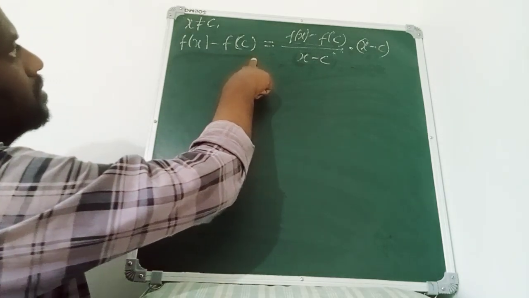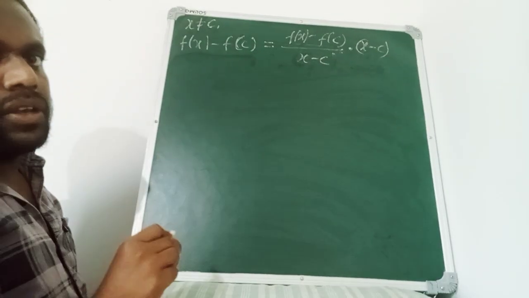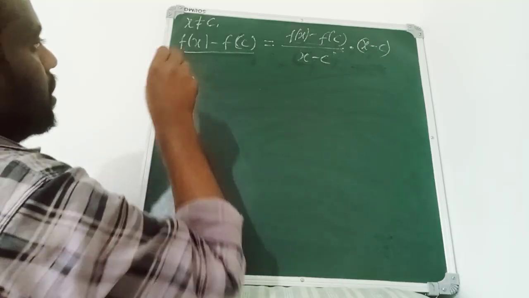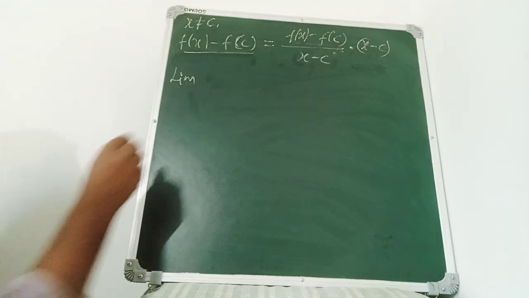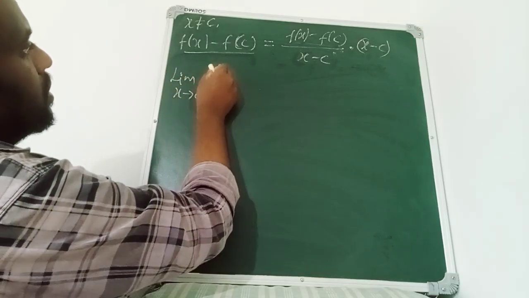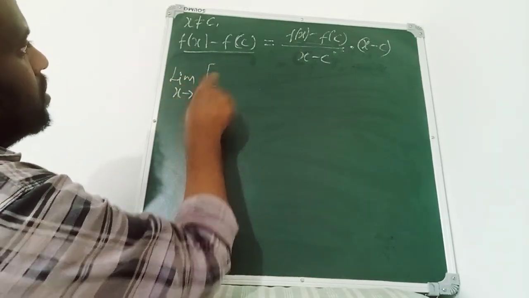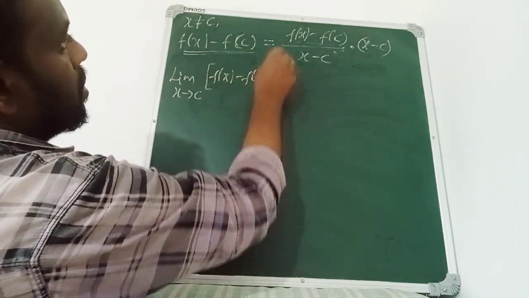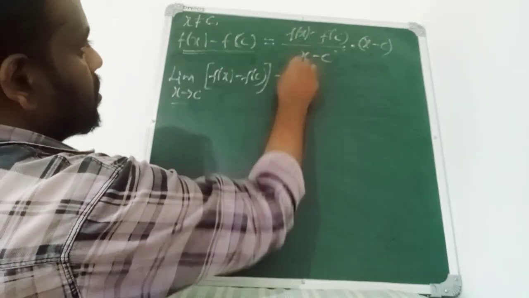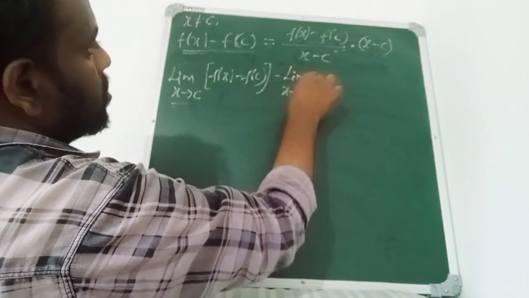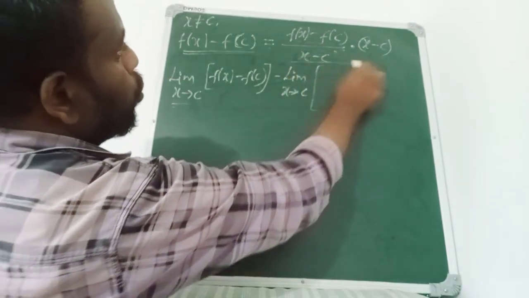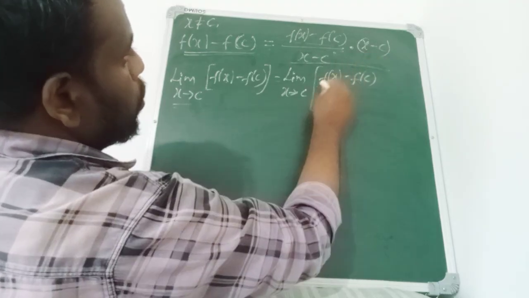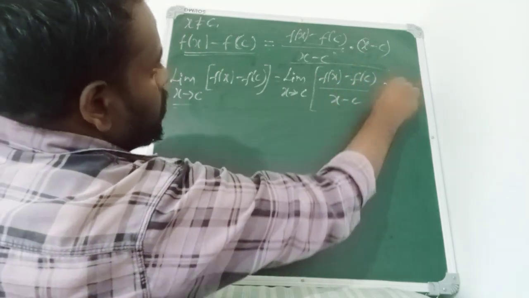Now we have this, right? So when x is not equal to c, we have this formula. Now take the limit on both sides. First for this, limit as x tends to c of f of x minus f of c is equal to, again, the same limit you take here also: limit x tends to c of f of x minus f of c, whole divided by x minus c, into x minus c.